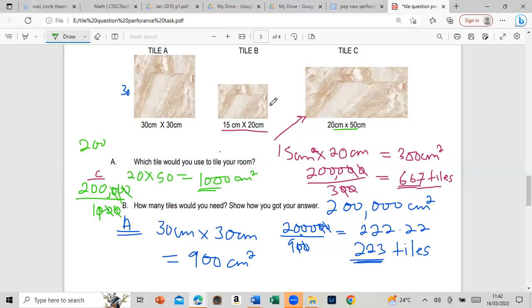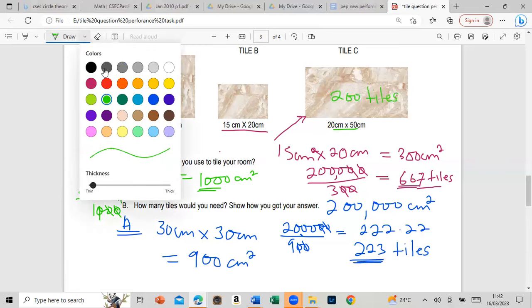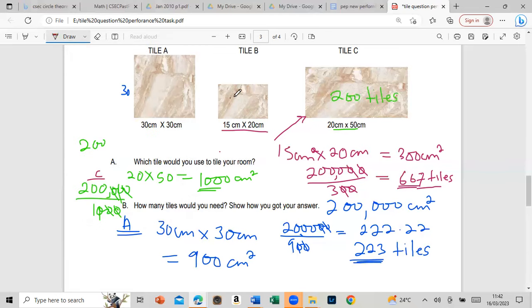So on each tile, I'm going to put how many are needed. So we need 200 of these. I know they're going to have some questions about this. For this one, 15 by 20, we're going to use 667. This is the smallest one. So the smaller the tile is, the more it's going to use.